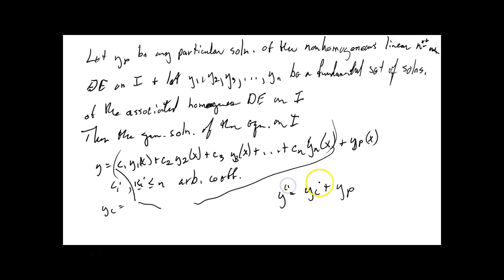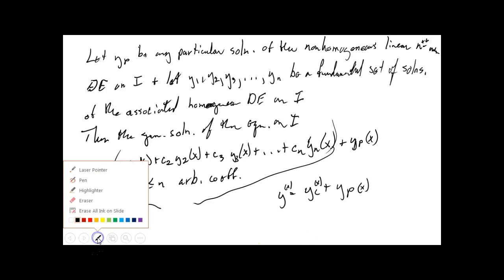So the complementary part is the part that solved your homogeneous portion. So your complementary function plus any particular solution, there may be more than one, that will be your general solution. Now, let's see if an example clarifies it or muddies it.